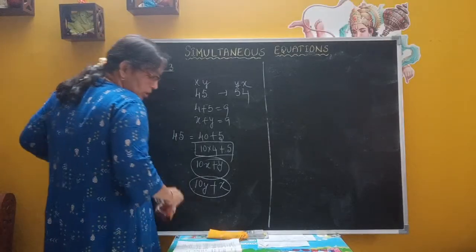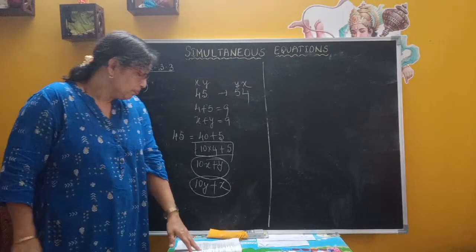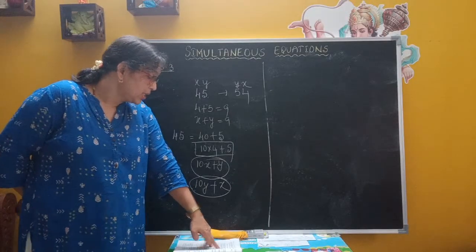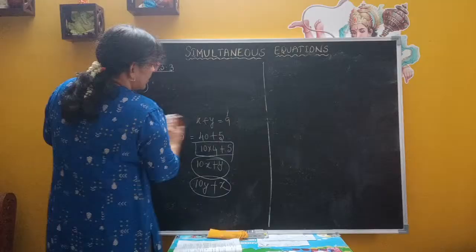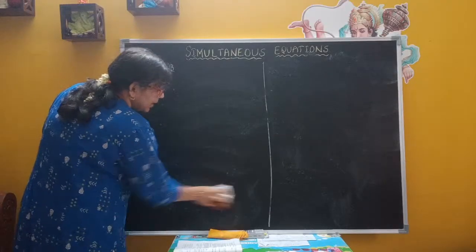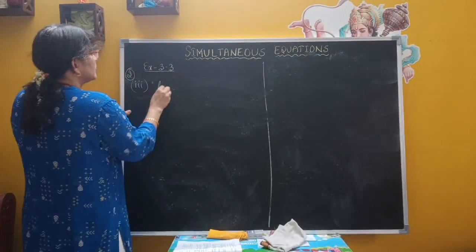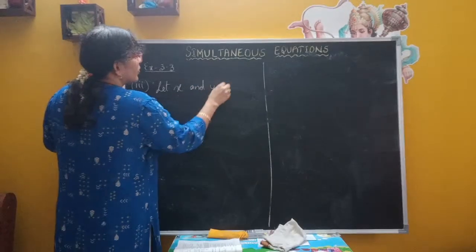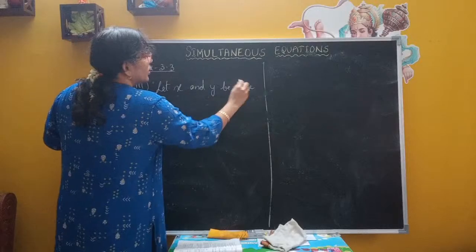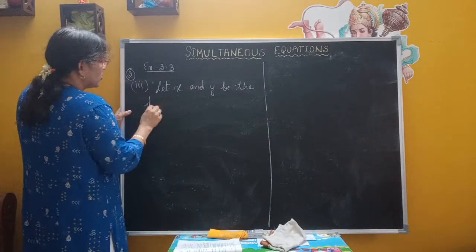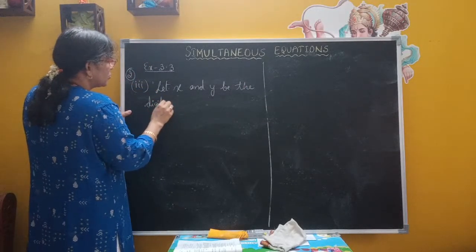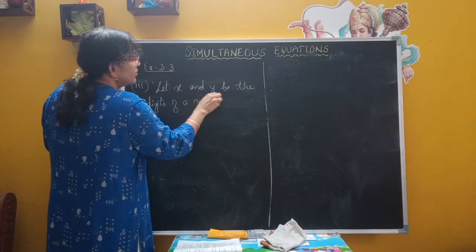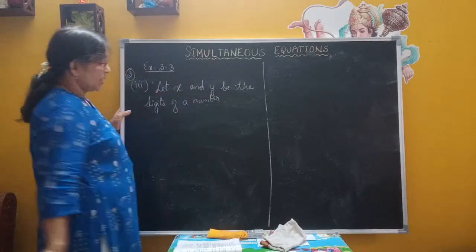Okay, now what is the question? Let us read once again. The sum of the digits of a 2-digit number is 9. Okay, so first let us write which are the digits. Let x and y be the digits of a 2-digit number. If x and y, 2 are there, so it is understood to be a 2-digit number only. Digits of a number.